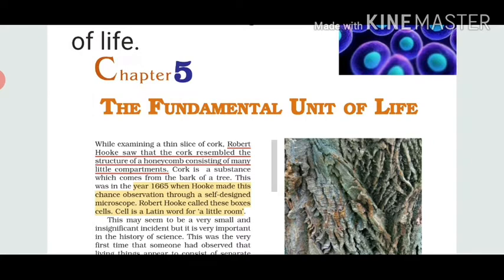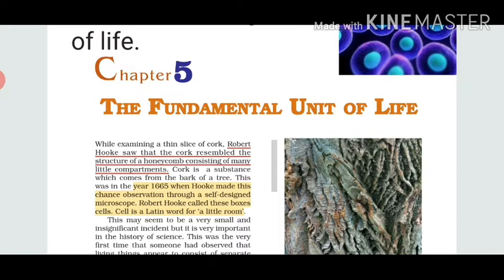Do you know who discovered the cell? Let me tell you. The cell was discovered by Robert Hooke in 1665 while examining a thin slice of cork under his self-designed microscope. He saw that the cork resembled the structure of a honeycomb consisting of many little compartments.